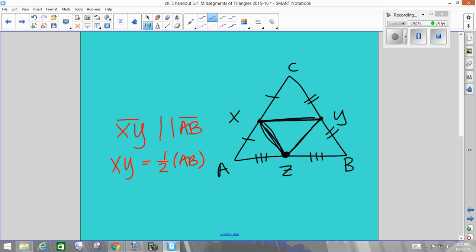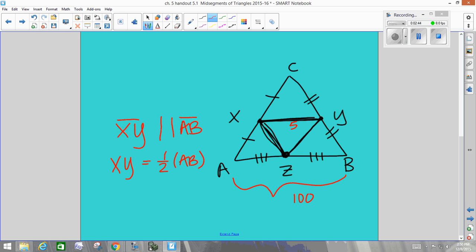Midsegment is always parallel to the third side and half of that length. And you could say that for the other ones. You could say that XZ is parallel to BC and half of BC. Remember, when there's no symbol over it, that means length of. So let's pretend that the length of AB is 10. What would be the length of XY then? 5, good, because it's half of that.